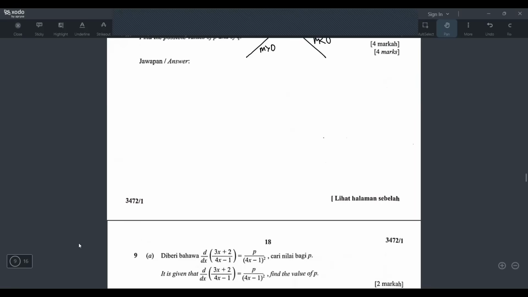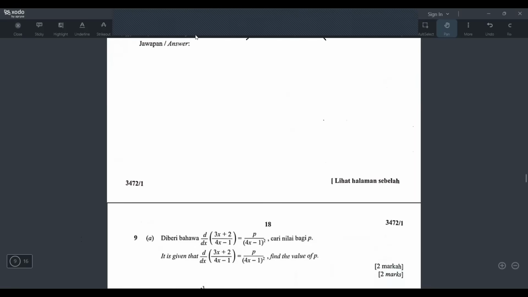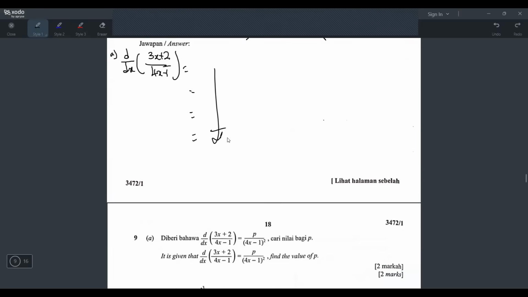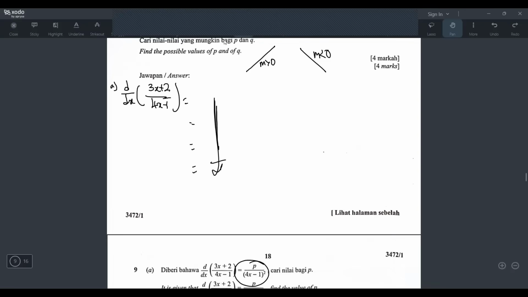So what I'm going to do now is do my working here, A, and differentiate d/dx of 3x plus 2 over 4x minus 1, but I'm going to do it myself. And then after I finish differentiating, I compare my answer with this answer, right? Then I can find out my value of P. So that's the plan now. Okay. So first thing first is differentiate. Okay, how to differentiate this equation?